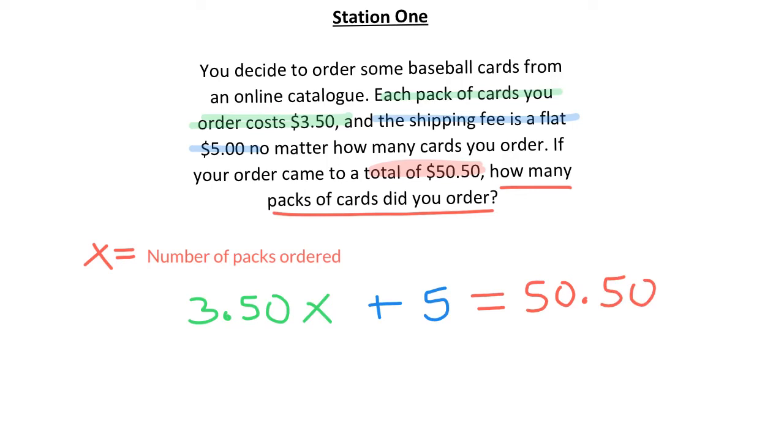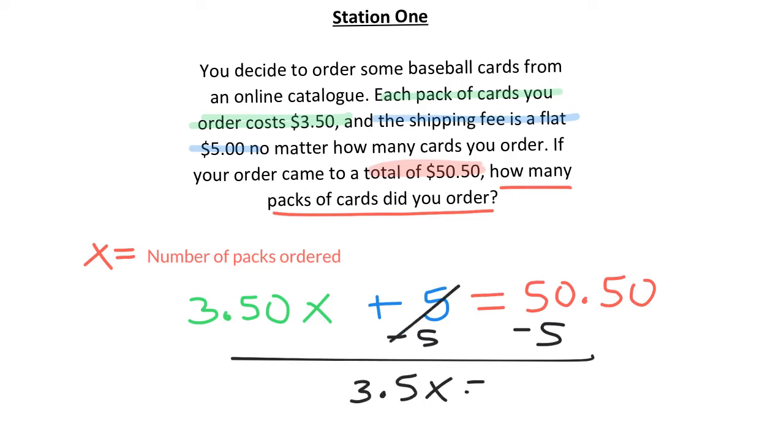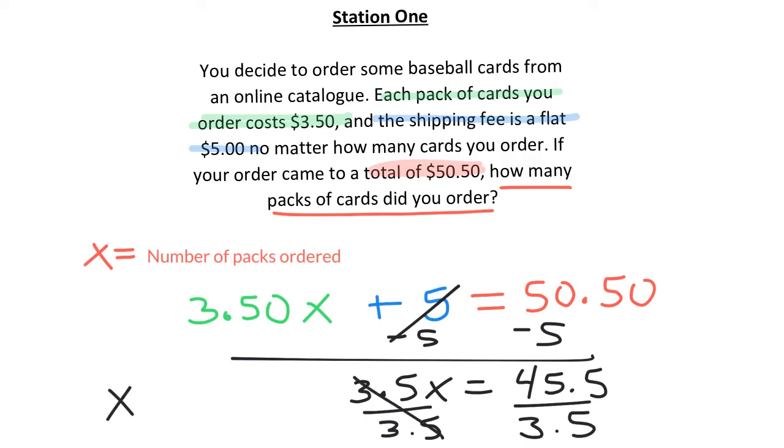I've transformed the first scenario into an equation. So we're going to go into solving mode here. So what does that look like? We are going to subtract 5 on both sides. Bring down that 3.5x. And 50.5 minus 5 takes us to 45.5. Final step, divide by 3.5. And when I take 45.5 and divide it by 3.5, I'm going to get 13.